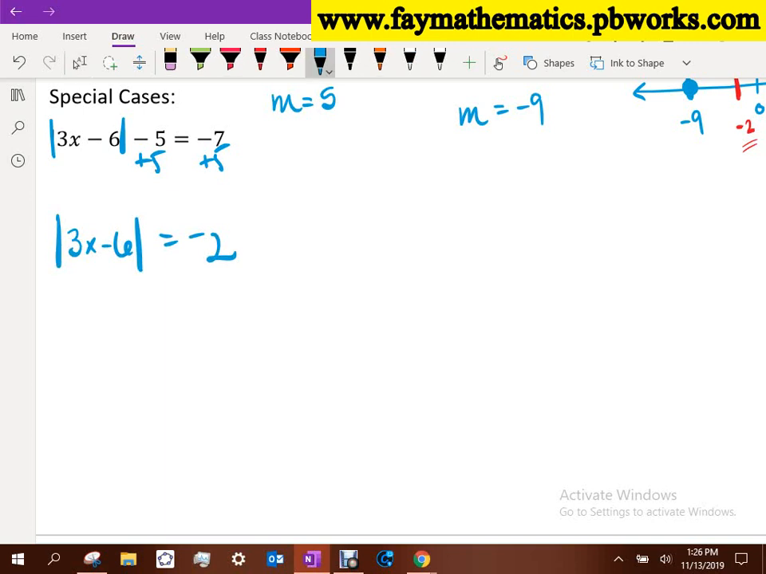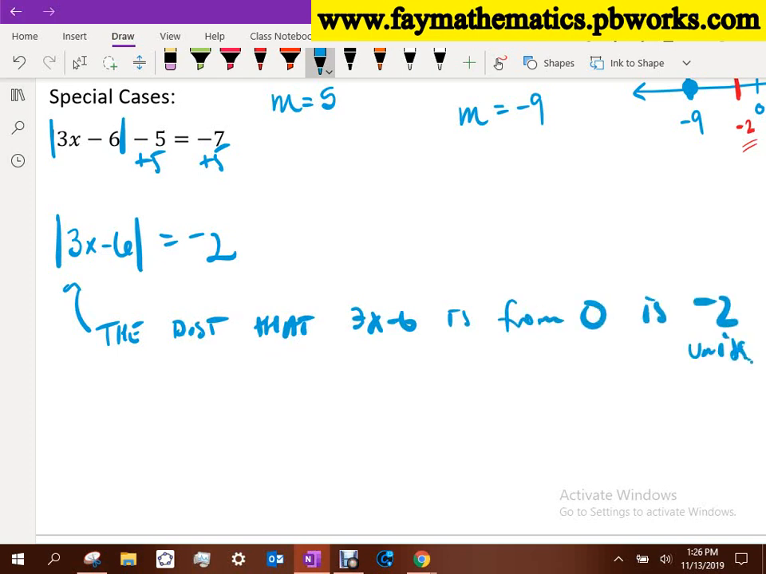We usually read this as absolute value of 3x minus 6 equals negative 2, right? But absolute value, by definition, is the distance, right? So the way this is written, the distance that 3x minus 6 is from 0 is negative 2 units. Can distance be negative? No. Okay. So this is a special case here.